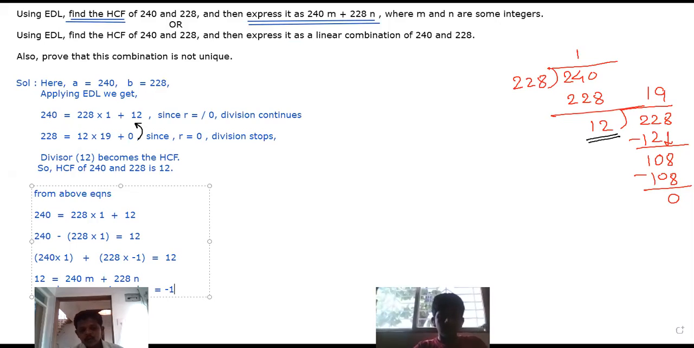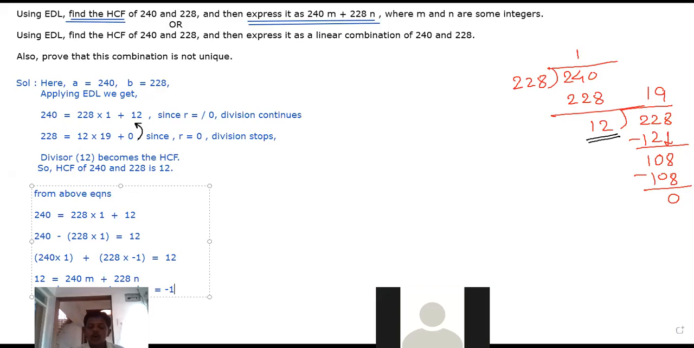Are you understanding, children, what I'm trying to say? Yes, sir. So that is what we have got as a linear combination. Just complete this part first. We are going to do one more sum. Just first complete this, expressing 12 as a combination of 240 and 228. We are going to do one more sum, so you'll understand it in a better way.